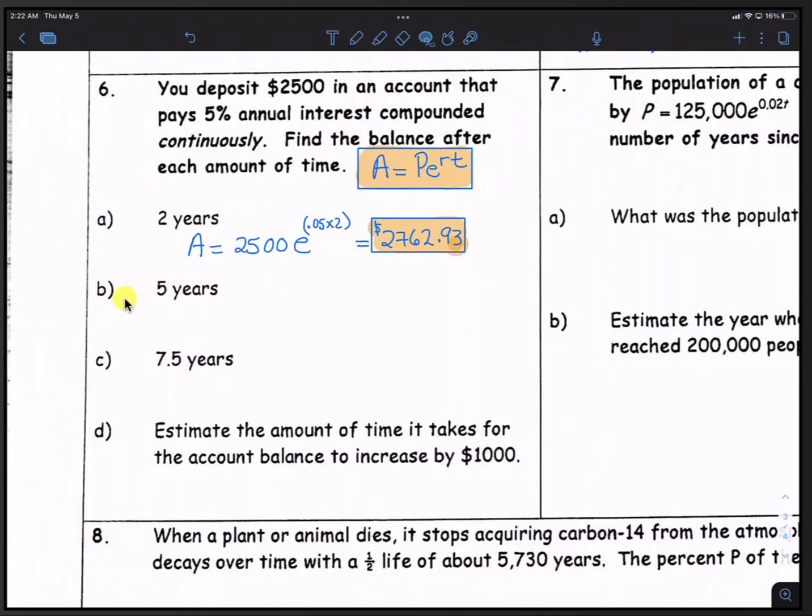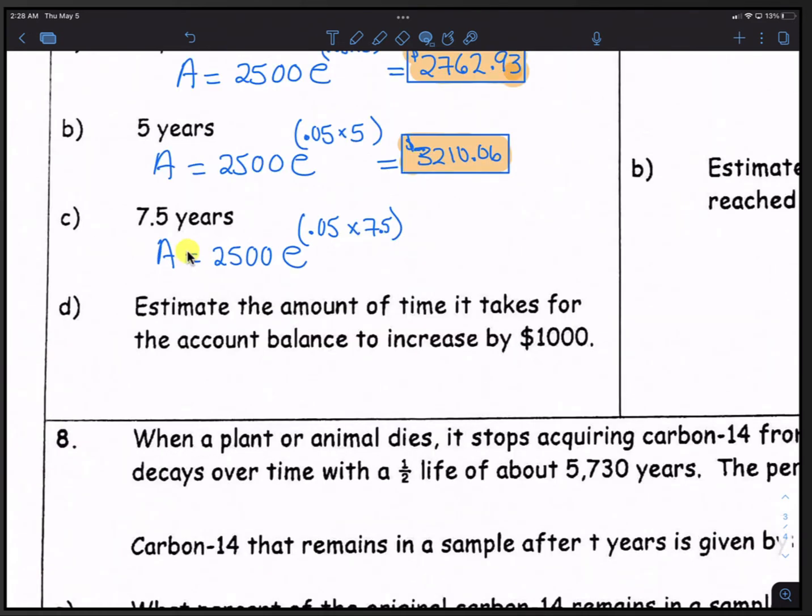All right, and then for part B, we just changed the number of years to 5. So we substitute the 2 for t. We replace the 2 with 5. All right, so we put that in our calculator, and we get 3210.06. All right, and now we have 7.5 years. So we have the equation. We plug in 7.5 for t, and we put that in our calculator, and we get 3637.48.